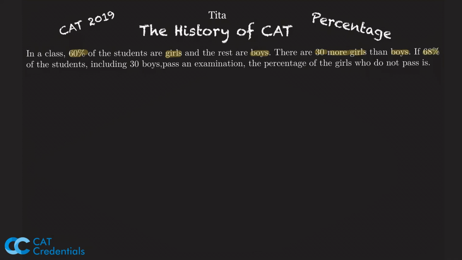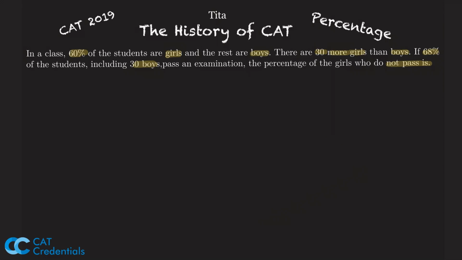If 68% of the students, including 30 boys, pass an examination, then the percentage of girls who do not pass is my question. So let's start by analyzing this and eventually reaching your answer. This question should not take anything more than a minute.